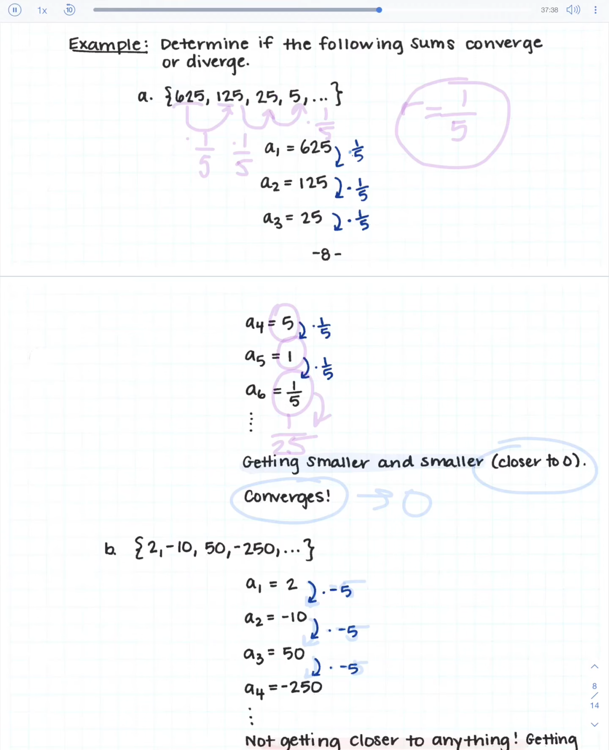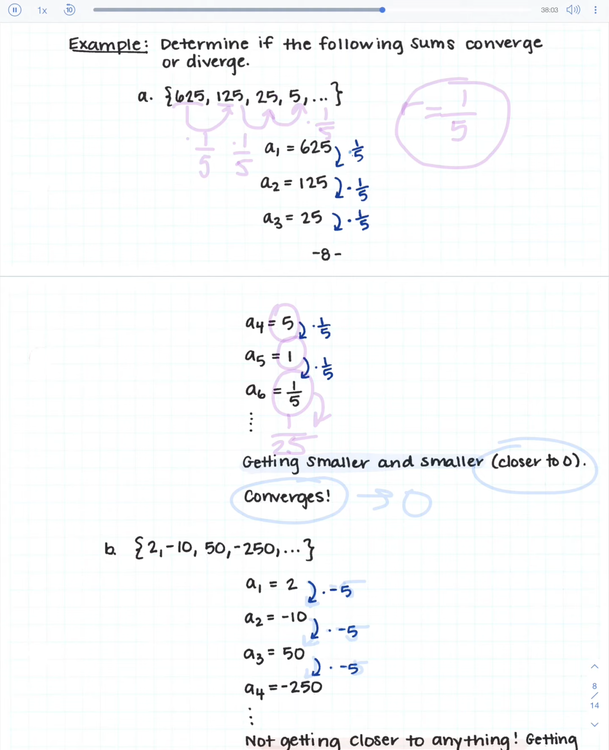Let's look at some examples of our sequences and see if they converge or diverge. Remember, converge means you get closer and closer to a specific value. Diverge means you're not getting close to any number in particular. You're just either getting bigger or you're jumping around. Either way, you're not getting closer to a number. So let's look at this first one and see what the pattern is.